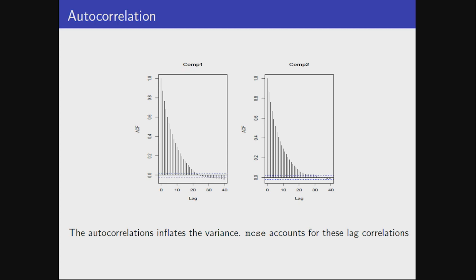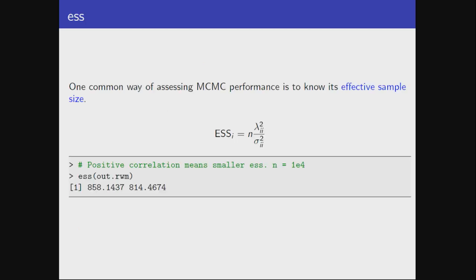Sorry, the estimate is consistent, but it's inflated because of the correlation structure. Okay. Now, the original question that I'd asked was, are 10,000 Monte Carlo samples enough for my problem? I haven't answered that. I've just given you an assessment of the error.